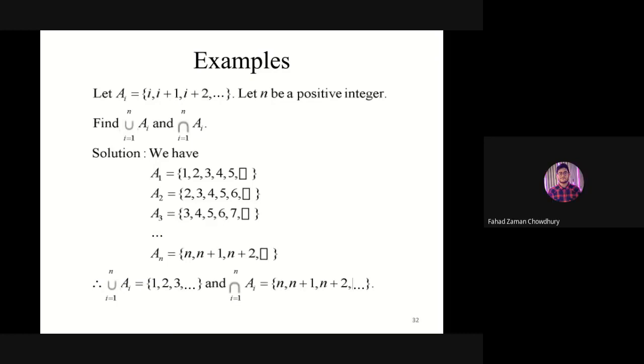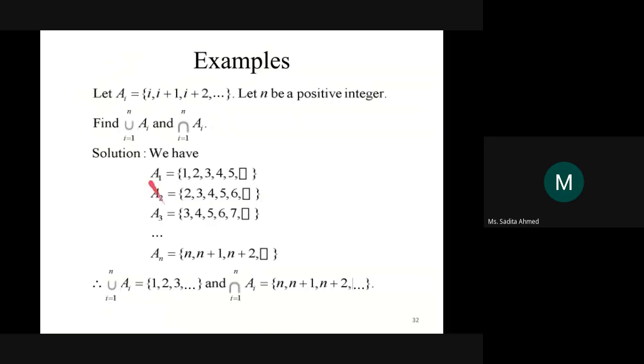4, 5, 6, 7. And then what? To infinity. So yeah, it keeps on going until infinity. So similarly for A5, it will start from 5 and go on until infinite. A6, it will start from 6 and go on until infinite, and it will keep following that specific pattern.